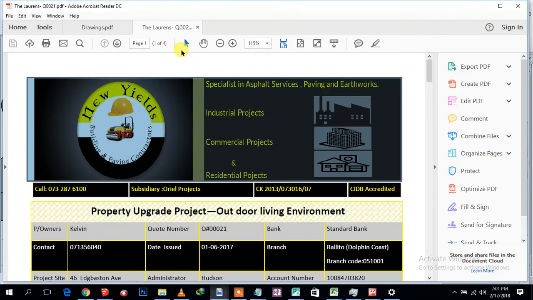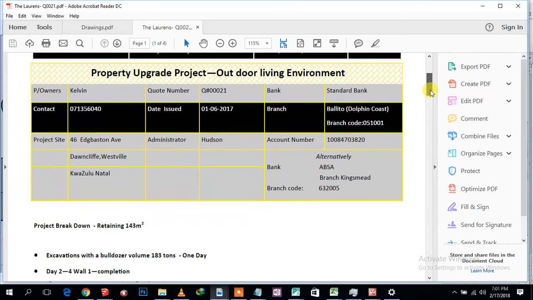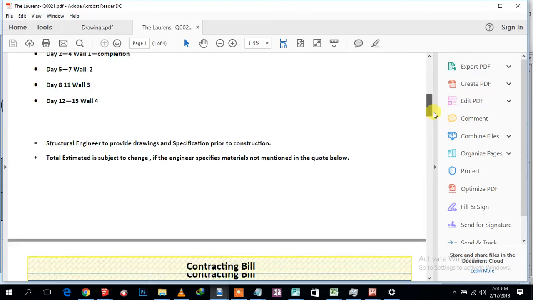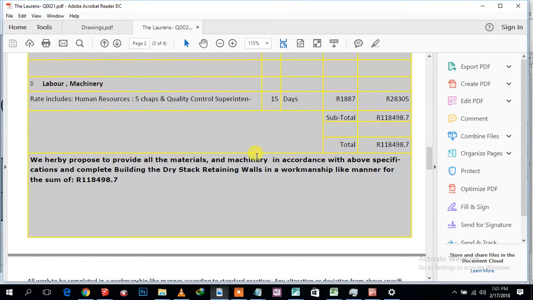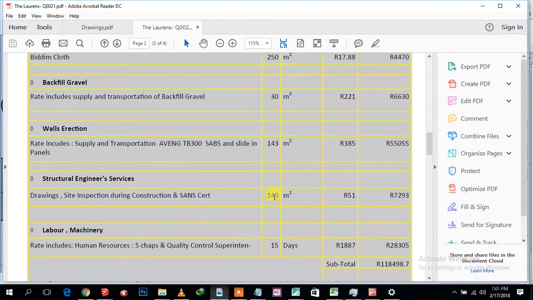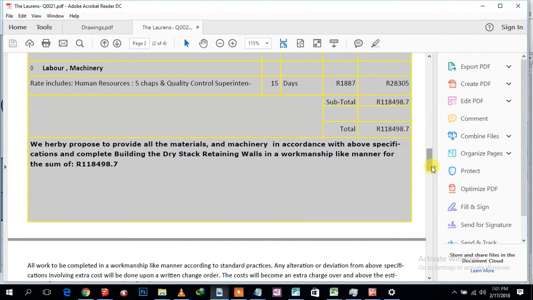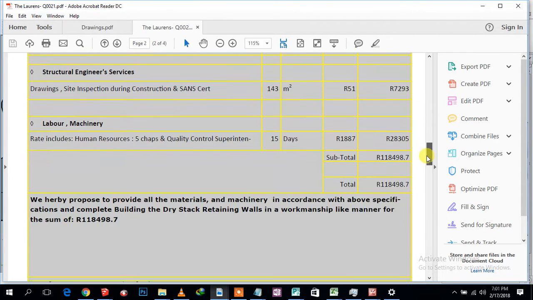Okay, so to start with, this is our previous quotation from a few months ago. Yeah, you can see everything. This is the code, and you probably still have a copy of this quotation. Let me scroll down to the total. It came up to 118,000, and we were looking at 143 square meters. That was pretty reasonable, starting from the excavations and basically all the items mentioned here in the code.